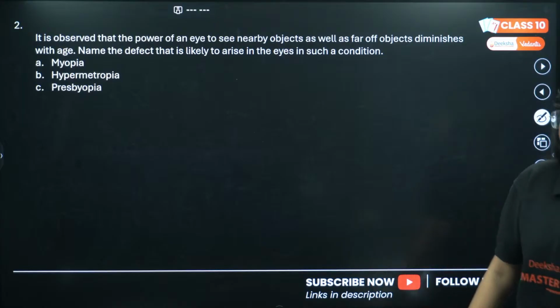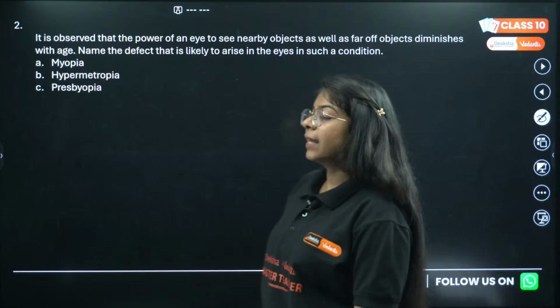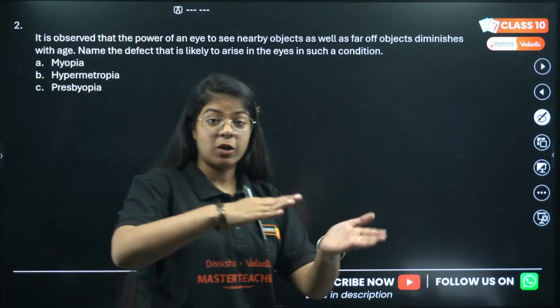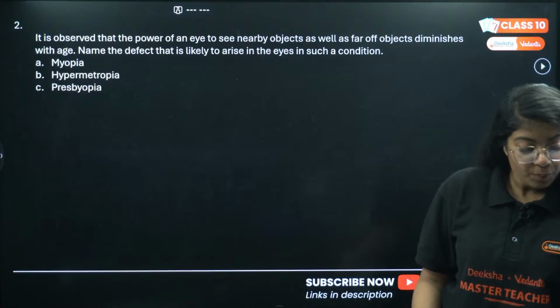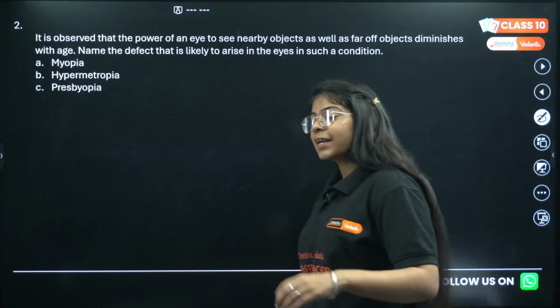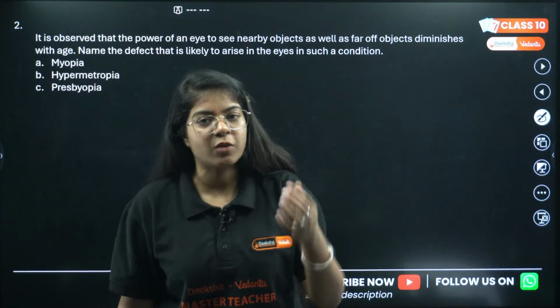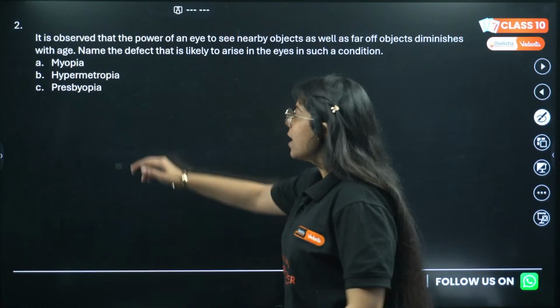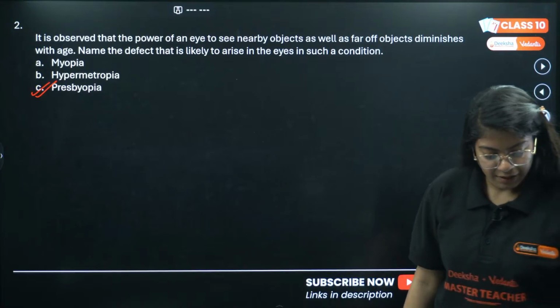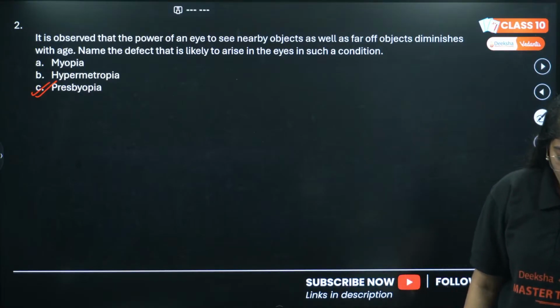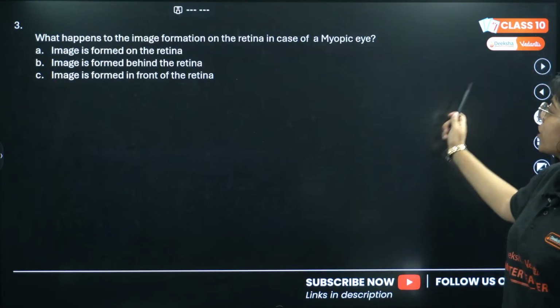Okay, yes, we know that if we cannot see far objects clearly, that is myopia. If I cannot see nearby objects clearly, that is hypermetropia. But if a person cannot see nearby as well as far objects clearly, that is definitely presbyopia. So C is the correct answer. Very good. Okay, moving on to the next question.